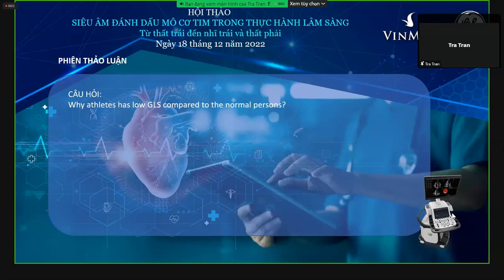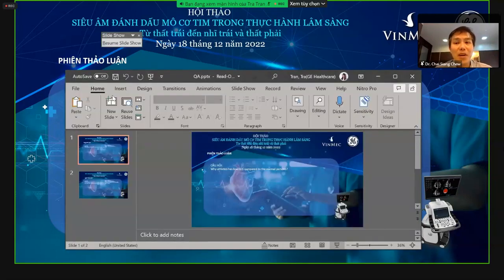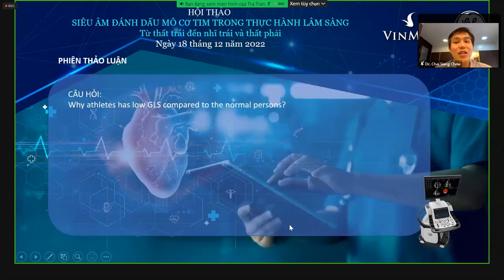So let me answer the first question: why do athletes have low GLS compared to normal persons? You remember for athletes, they have a lot of remodeling. So they have LV enlargement, RV enlargement, LA enlargement also. So we postulate that because of the eccentric hypertrophy and myocardial fibrosis, that's why the longitudinal strain is slightly lower as compared to the normal population, but the circumferential strain and the radial strain is actually normal.